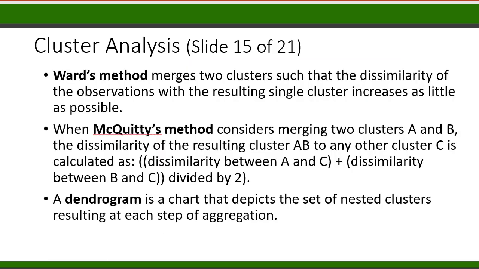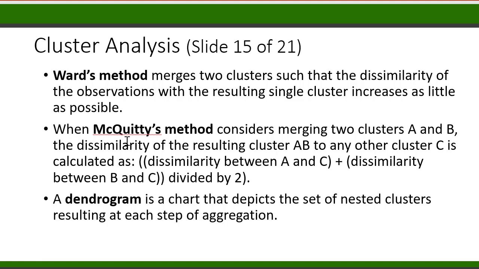Some other methods that you may hear about, one is Ward's method. It merges 2 clusters such that the dissimilarity of the observations with the resulting single cluster increases as little as possible. So the dissimilarity, again, we're looking for a small distance between the 2 clusters. When we group them together, then there shouldn't be much of a difference in there.